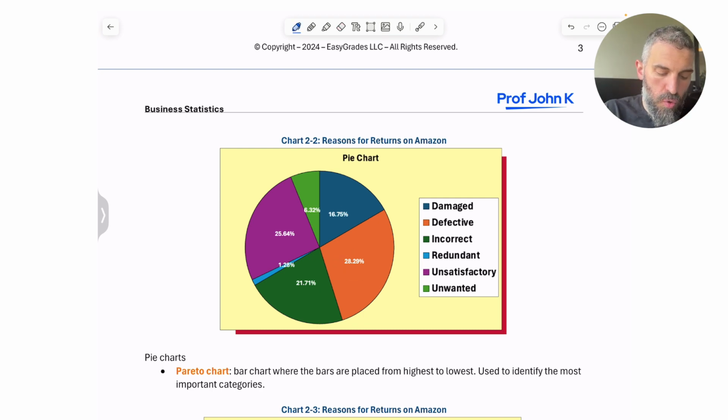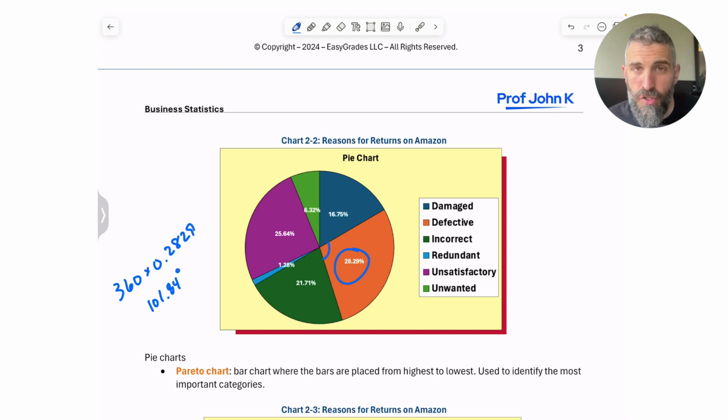Like this represents about 28% of the sample data, and it makes up 28% of your pie. So as far as the number of degrees here, remember that a circle is 360 degrees. So if you were to take 360 times 0.2829, it's about 101.84 degrees. If ever you're asked a question like, how many degrees should the slice have? Well, that's how you would do it. You would take the relative frequency, or the percentage, and multiply by 360, and that's going to tell you exactly how much of the circle that particular category would hold.